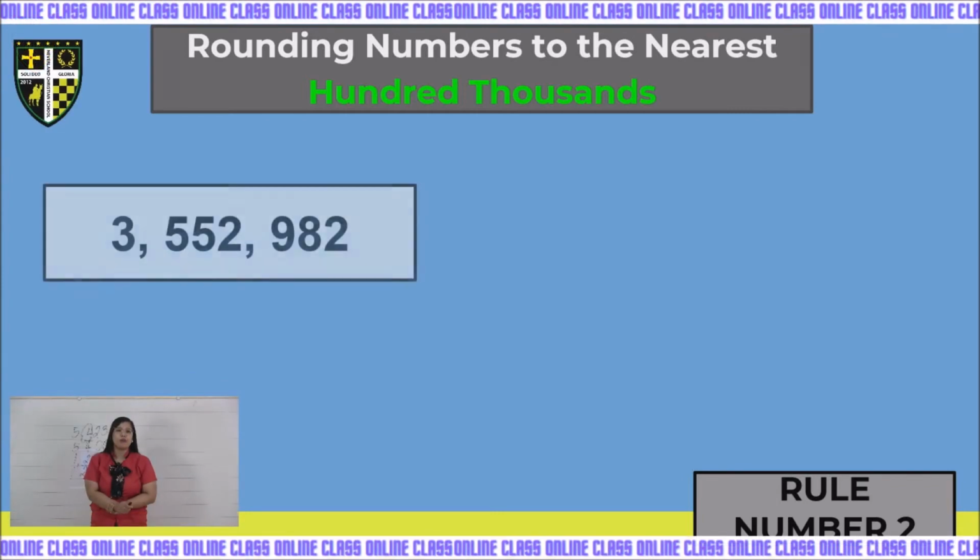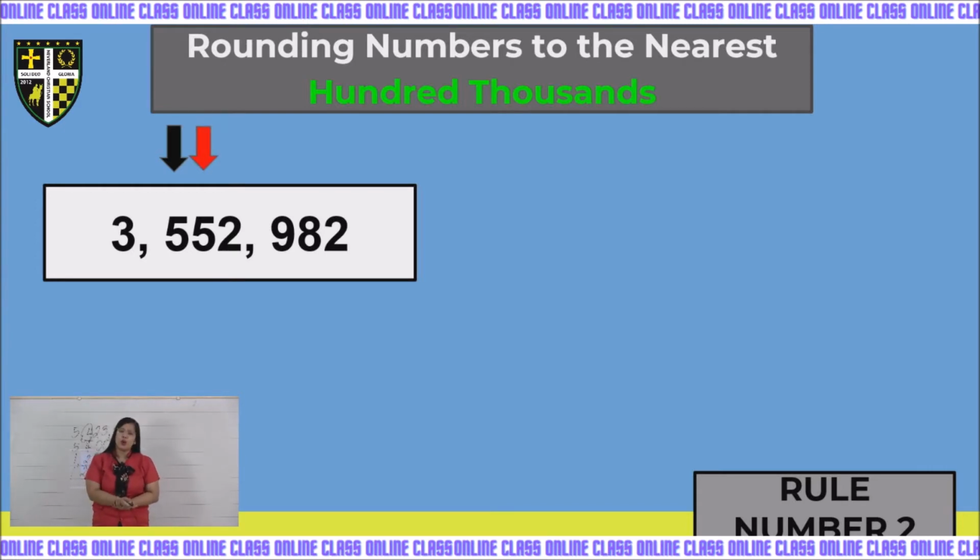So we have an example of 3,552,982. Now we will round off this given number to the nearest 100,000. Again, we are following rule number 2. So identify first the digit in the 100,000 place, which is 5. And after identifying the digit in the 100,000 place, we will now look at the digit on the right side of the rounded digit, which is 5 also.